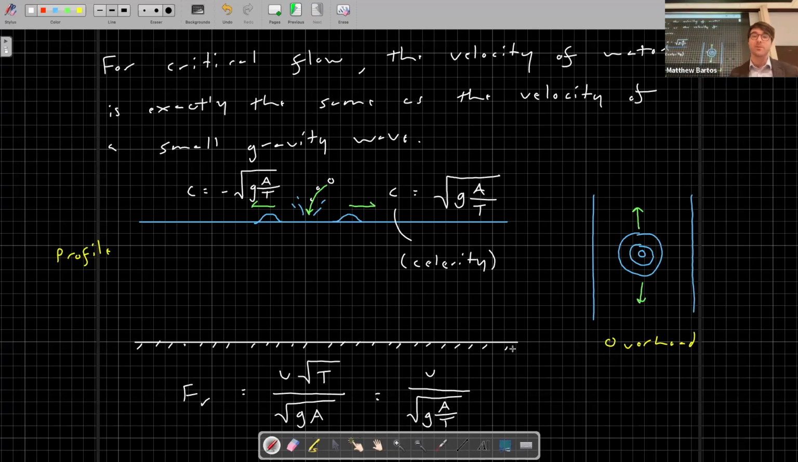So what happens to the Froude number? Well, let's say the Froude number is equal to 1. What does that imply about the bulk velocity of water versus the speed of a disturbance moving in that water? They're the same. So for critical flow, the velocity of water is defined to be exactly the same as the speed of a wave moving through that water. So let's think about the different cases and what that looks like for subcritical and supercritical flow.